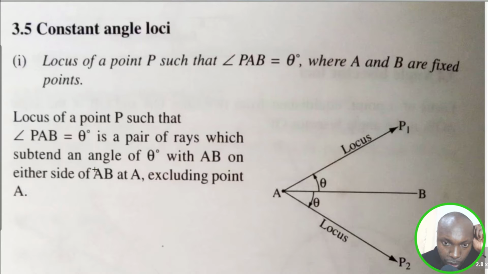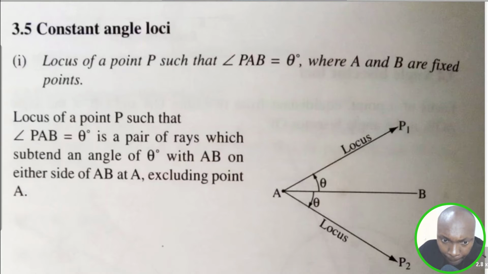So if you're required to give the locus of a point P such that angle PAB is equal to theta degrees, and you're given AB, in this case you can see you have AB, so you're supposed to construct the locus of a point P such that angle PAB is equal to theta degrees. Now when you construct these, theta can be any angle, it can be 60, 30 and so on.